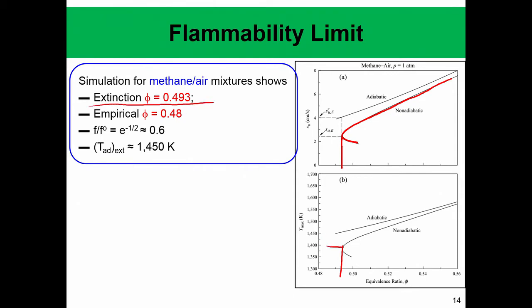For methane air mixtures we can show that extinction happens, from calculations, at an equivalence ratio of 0.493, whereas empirically it happens at essentially 0.48, and the adiabatic flame temperature at extinction is about 1450 Kelvin, which is quite small with respect to the stoichiometric adiabatic flame temperature. So with that we come to an end for this part on limit phenomena, and we come to an end for all our laminar flame analysis. Then we will move on to turbulence and turbulent flame analysis. So, till then, goodbye.